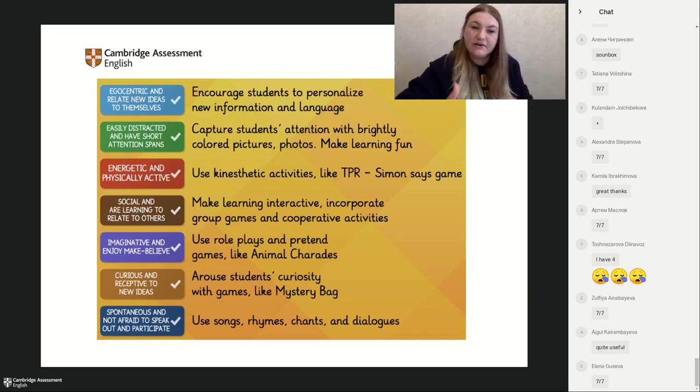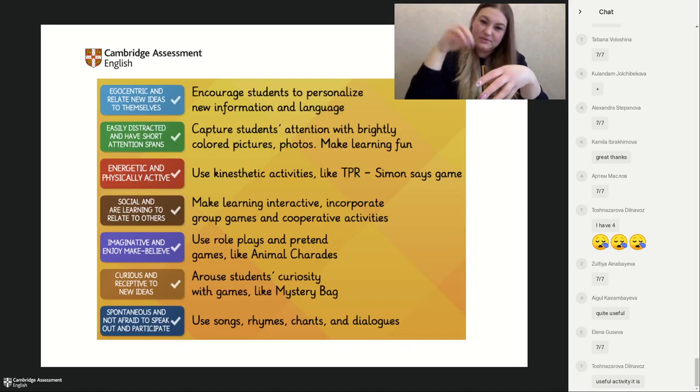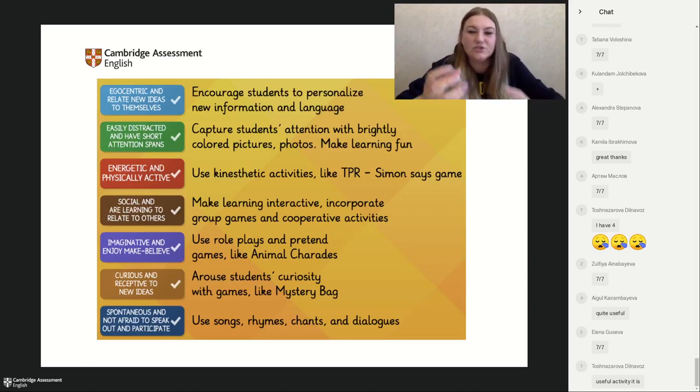So for the characteristic of children being imaginative, we use role plays, pretend games, like for example animal charades, or we act out stories, and so on. For curiosity, I love playing mystery bag. When they close their eyes and you have a bag with something inside and they put their hands inside and they touch something and need to guess what it is. So usually we play it with toy animals, or when we learn school stationery like eraser, rubber, ruler, and so on.